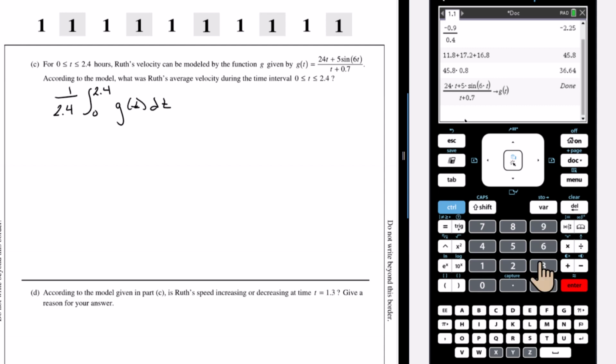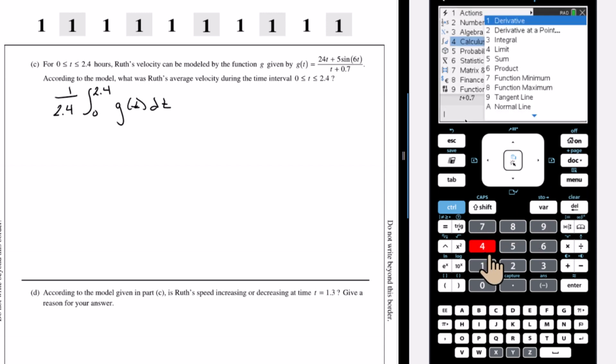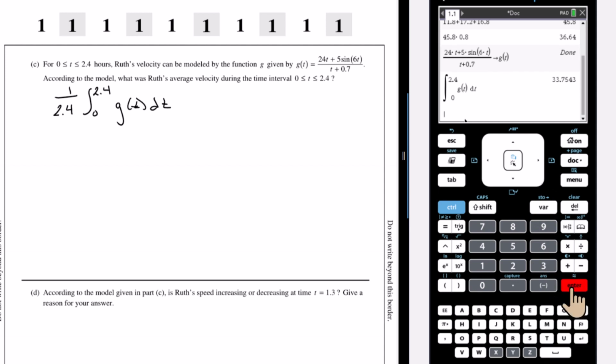So, next thing, I want to type in that mess. Not Control, I'm going to go Menu, number 4, Calculus, number 3, Integral. Bottom is 0, top is 2.4. And now my function is just g of t. I don't have to retype it because I've already defined what g is. I'm integrating that with respect to t because I used the variable t. It equals, and I get 33.75.